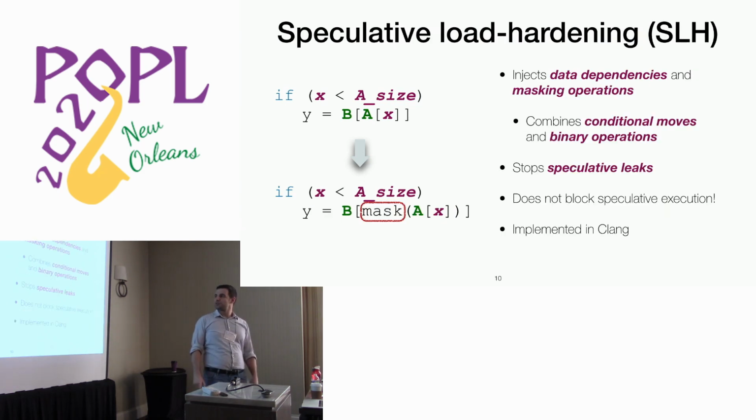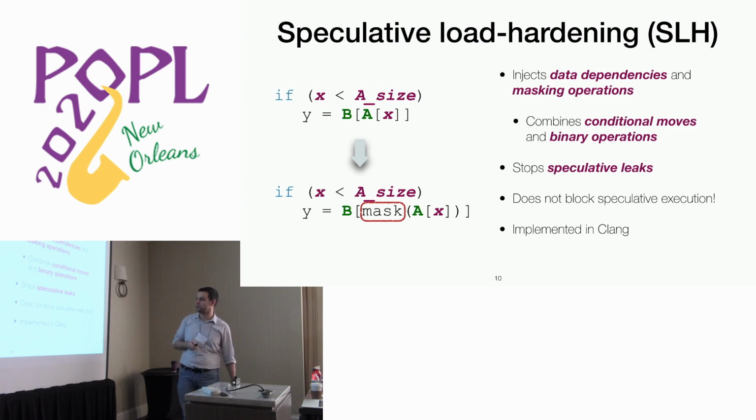And the second countermeasure is slightly smarter. It's called speculative load hardening. And the idea here is that rather than stopping speculative execution, you just want to make sure that nothing sensitive leaks. Okay? So how is this done? Well, you inject some data dependencies and masking operations, and the goal is stopping speculative leaks without effectively stopping speculative execution. Okay?